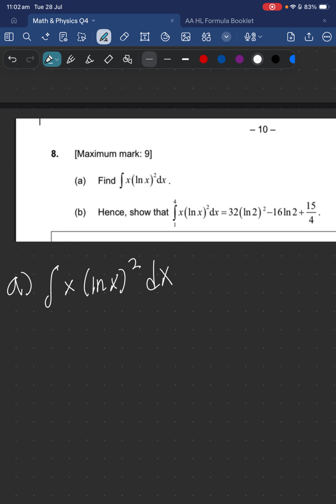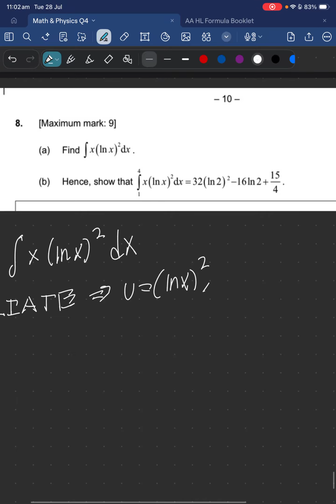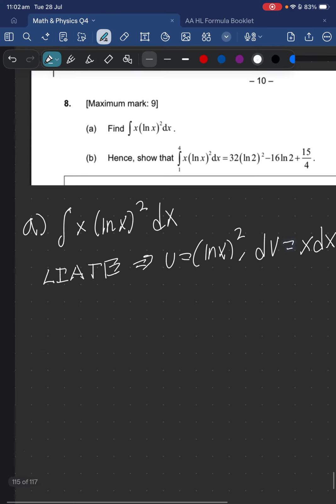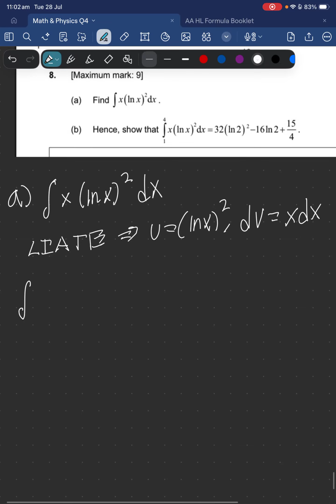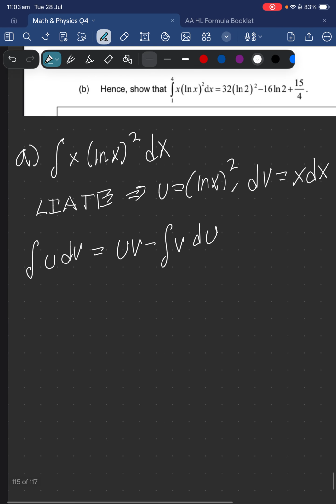So using our LIATE priority list, we can see u would be the natural log of x squared, as it is a logarithmic function. Therefore, dv is equal to x dx. And I'll just write the formula again from the formula booklet. It's the integral of u dv is equal to uv minus the integral of v du.